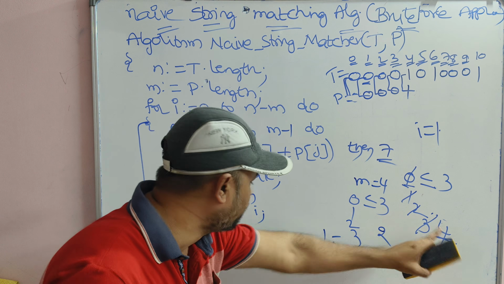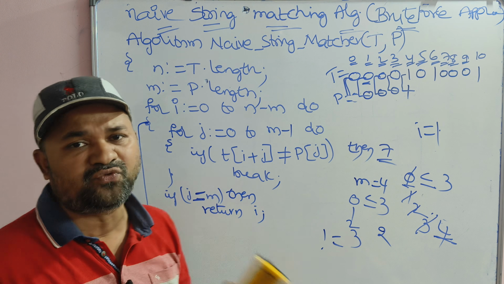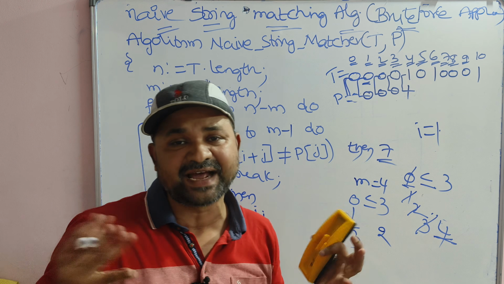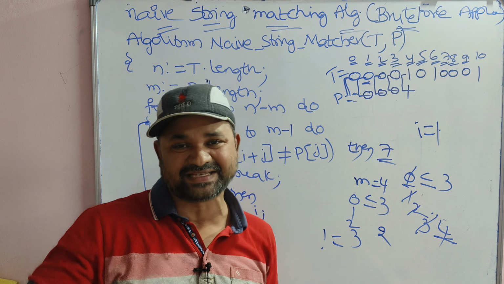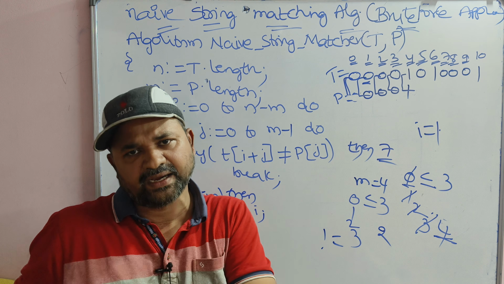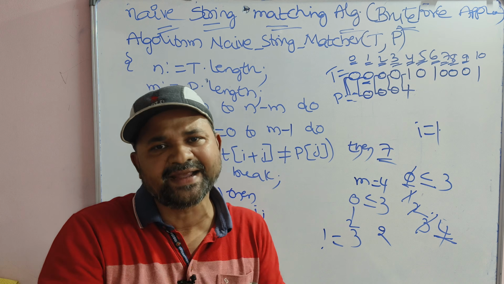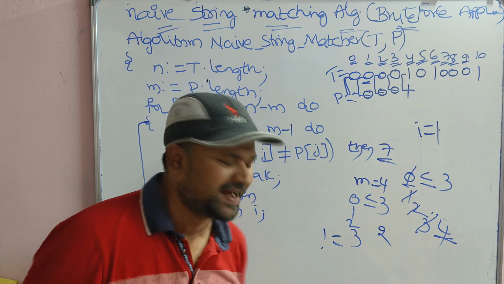So what is the j value now? 4. Whereas what is the m value? 4. 4 equals 4. Yes, the condition is true. So now we have to return that shift, that index, in which shift that pattern is found in the corresponding text.